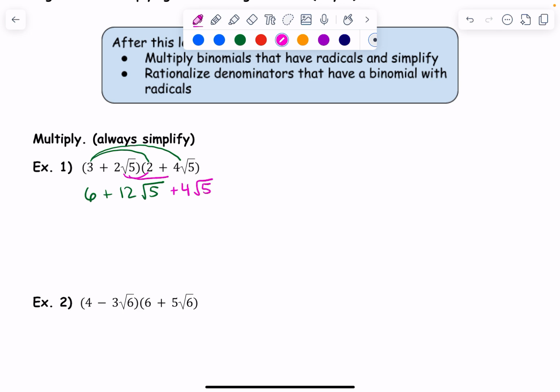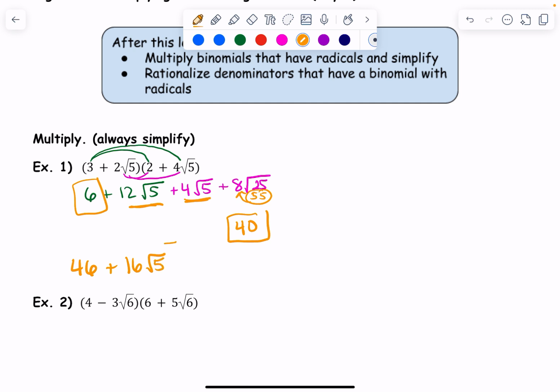And then here, outside with outside, that's going to get me an 8, and then inside with inside, that's going to give me 25. But we know that that's 5 times 5, right? So we're going to simplify everything. So this is 5 times 5, so 5 comes out and makes this 40. So you can see that the 6 and the 40 are in common, so that's 46. And then the 12 radical 5 and the 4 radical 5 are in common. So that's going to be 16 of the radical 5s, and we're done.